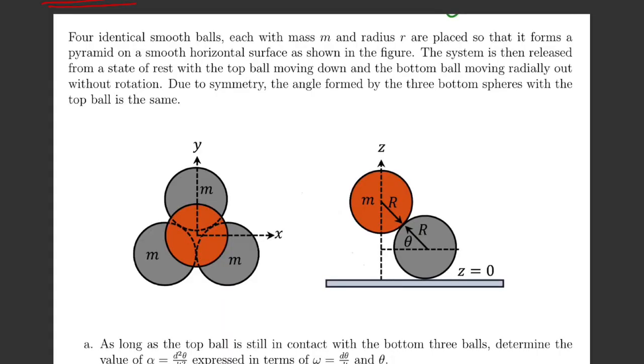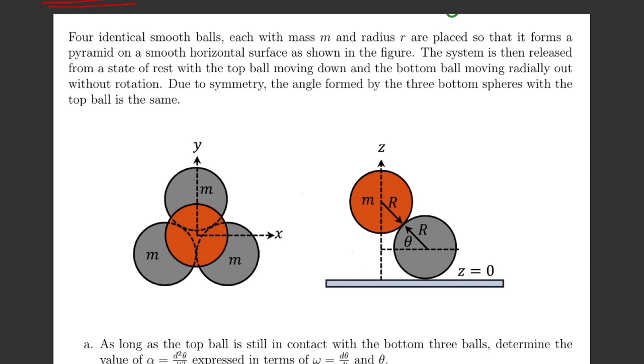So let's see another example where Lagrangian is very helpful. This is a recent problem of the day. It goes like this. There are four identical smooth balls, each with mass m and radius r. They are placed so that they form a pyramid. As shown in the figure, the system is released from rest with the top ball moving down and the bottom balls moving radially outward. So this is going like this and these are going outward, because it's symmetric.